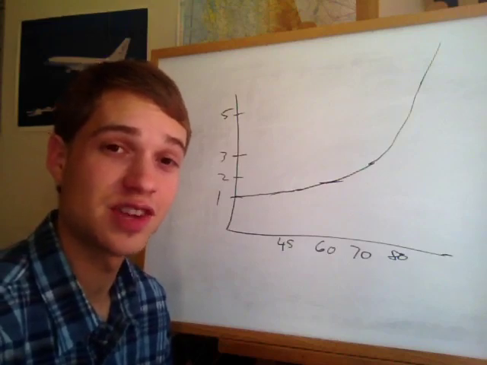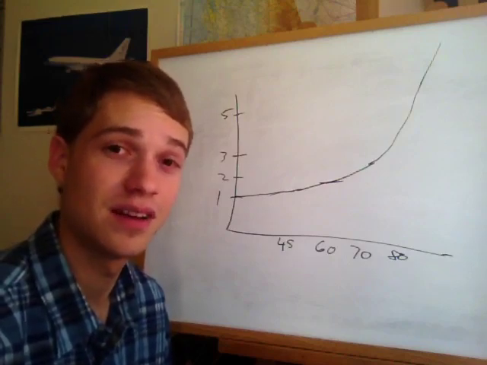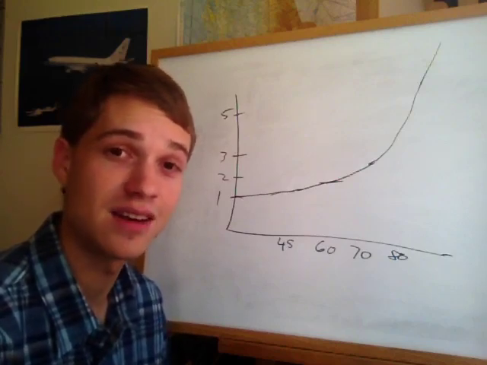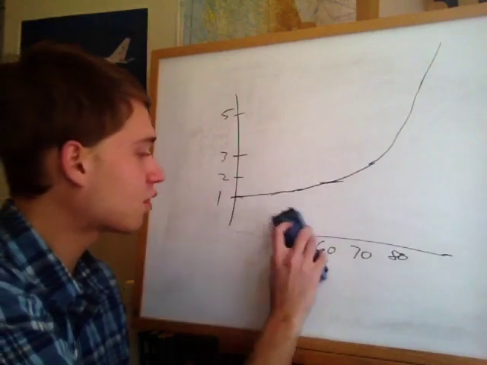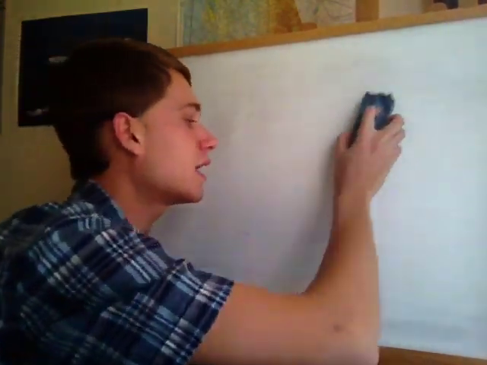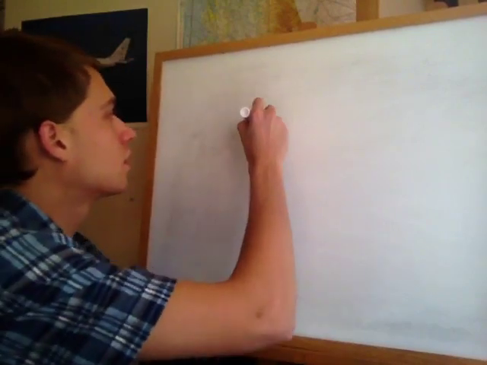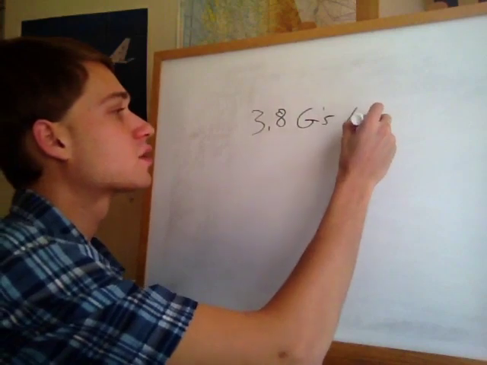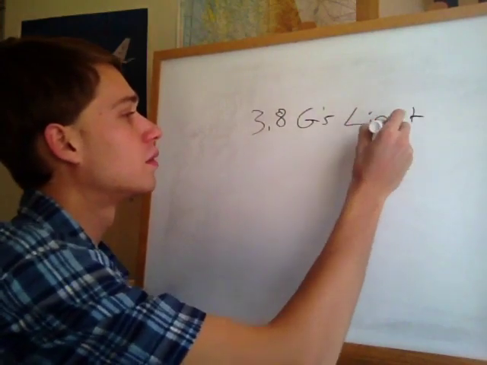Airplanes are actually designed with a limit. There's only so much that an airplane can take before you start bending things. And a normal category airplane will be about 3.8 times the force of gravity, 3.8 Gs, and that is called our limit load.